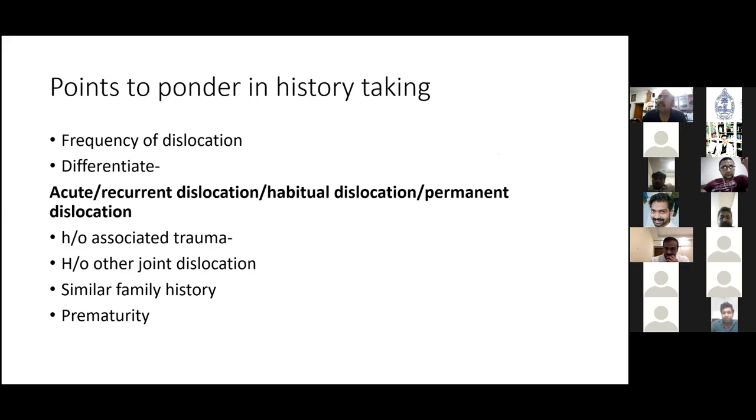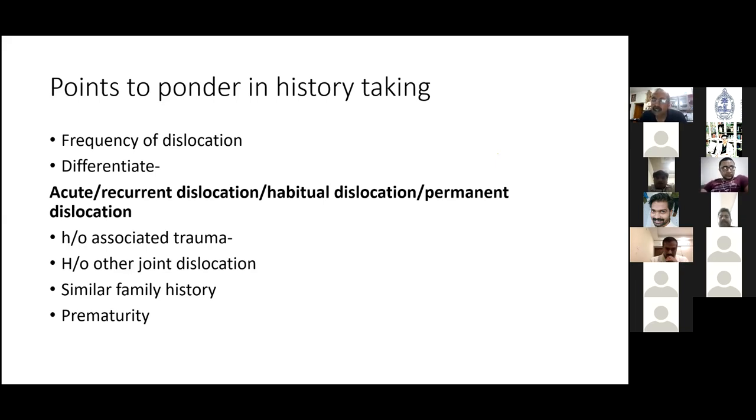Everybody has disappeared. Ankit? It's a congenital dislocation. The patella has never been in the trochlea. Yeah. So can you repeat again, Ankit? Sir, I think it's the congenital dislocation, and the congenital dislocation is a type of permanent dislocation where it remains dislocated, it never comes back. In a habitual dislocation, when you extend, it comes back, right? But in a permanent dislocation, even in extension, it remains dislocated.